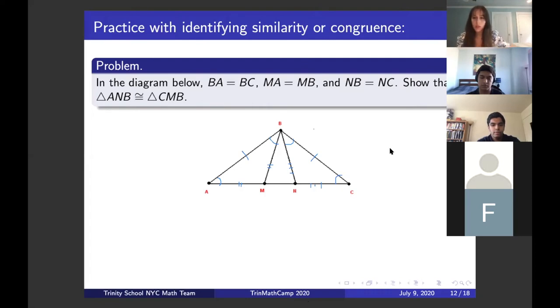Someone asked what the weird equals means. We mentioned in the beginning, but this weird equals just means congruent. It means they're the same. And some people are making observations about other things that are similar. Yeah, we could make a lot of different congruences.